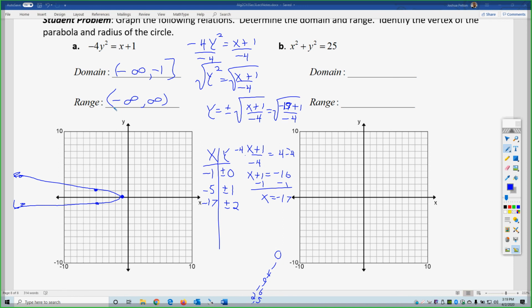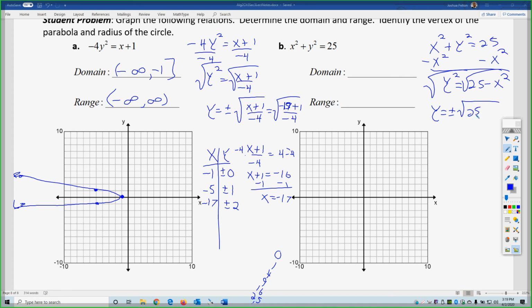Okay, let's look at the circle one. So x squared plus y squared is 25. So if I subtract, y squared equals 25 minus x squared. Or if I square root, y equals plus or minus the square root of 25 minus x squared. So think of the easy things that actually work that go in. So if I plug in 0, that's going to give me 25 minus 0 squared. So square root of 25 is plus or minus 5.